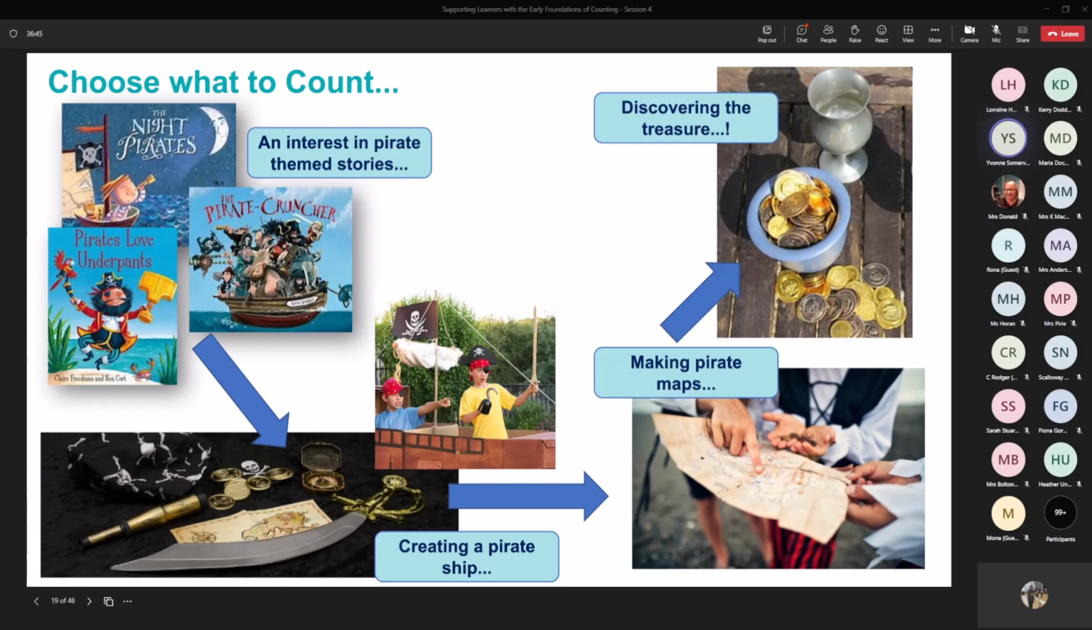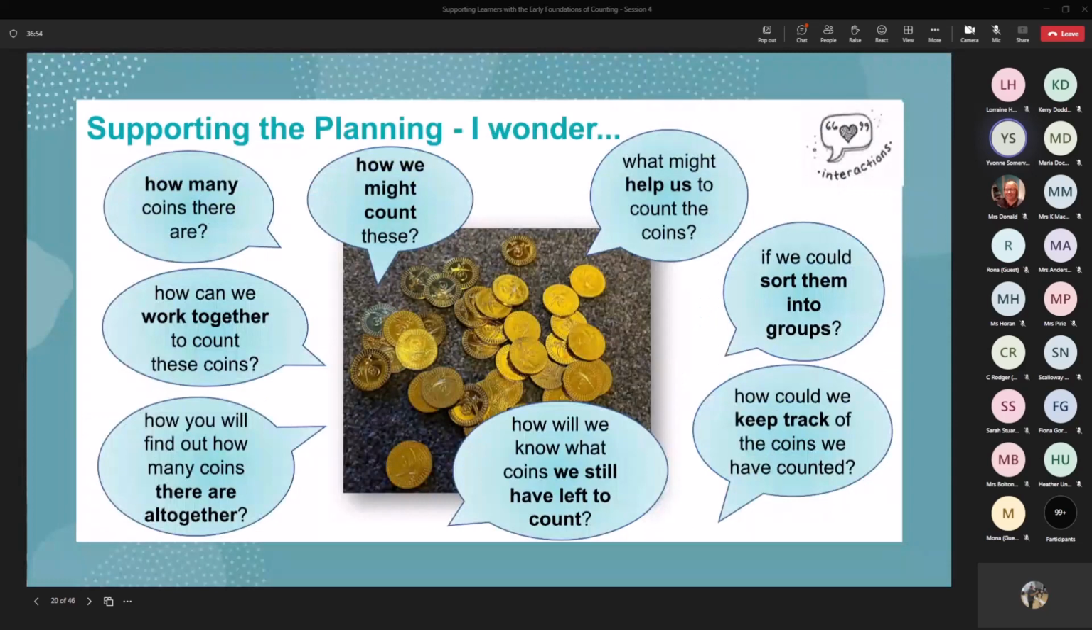So, as you can imagine, when they spotted the treasure, they were very eager to find out exactly how much treasure they had found. And so it's then at this stage that we could just let the children count it, and they work out how many there is and that's it. But actually, if we're thinking about rich counting opportunities, we can help to support their planning.